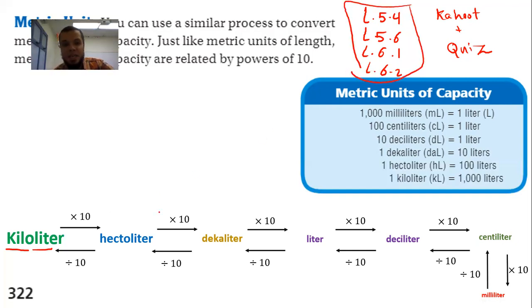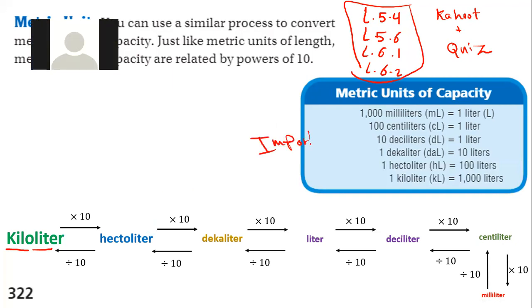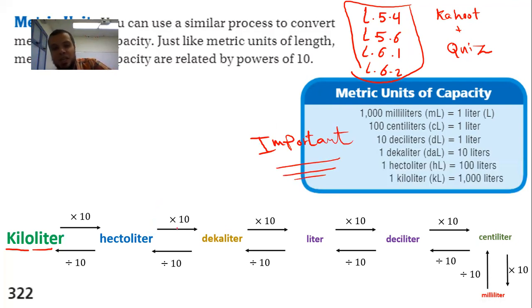Revise them, please. What is important? This is the important thing in the exam, inshallah, in the quiz: this table, this organized shape of our relationships between kiloliter, hectoliter, deciliter, liter, centiliter, and the last thing down with the smallest size, milliliter.